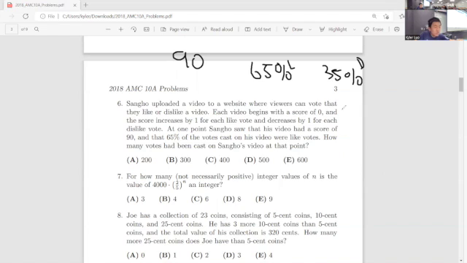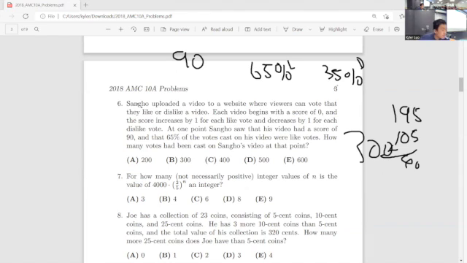And then we have 300. We do it with 300, and we do 300 times 0.65. So 195. And now if we do 300 times 0.35 is 105. And if we subtract that, it's 90. So right now we know that the answer is B. See? It's correct.